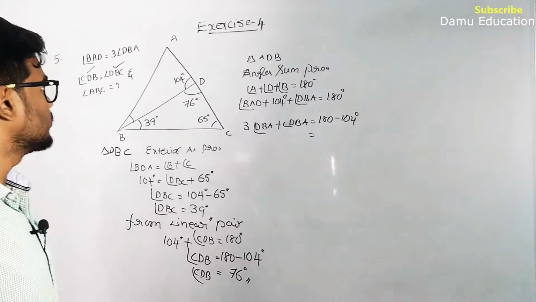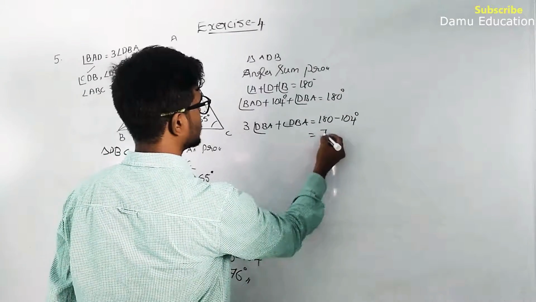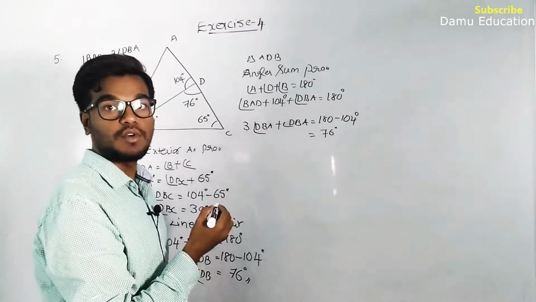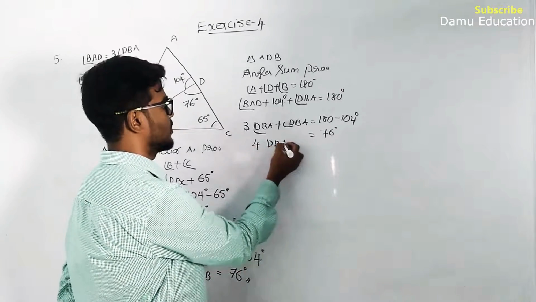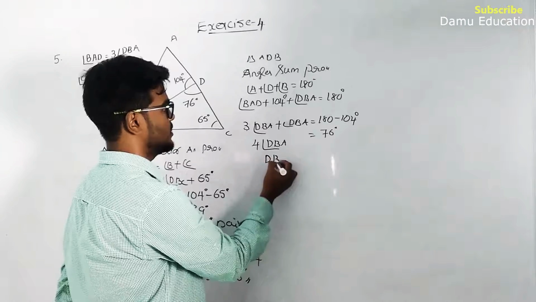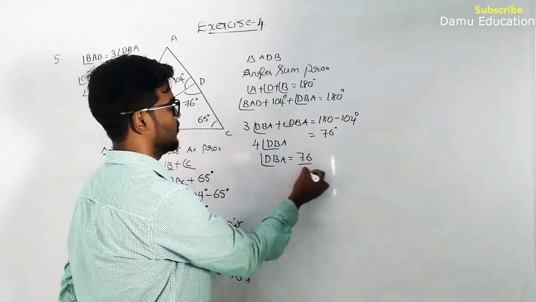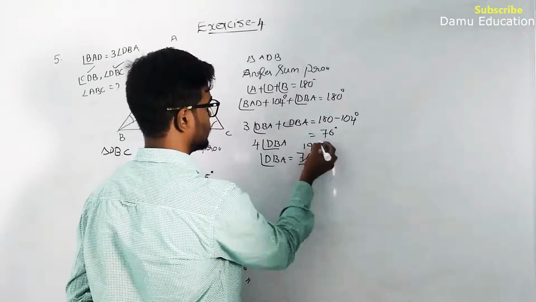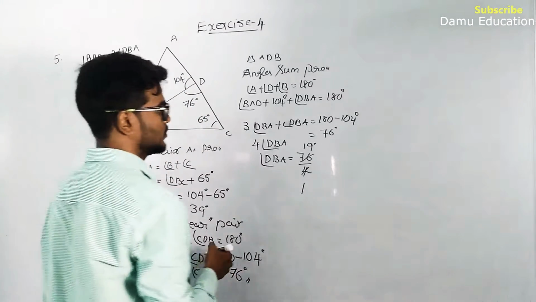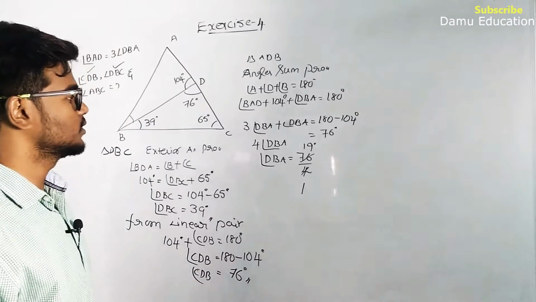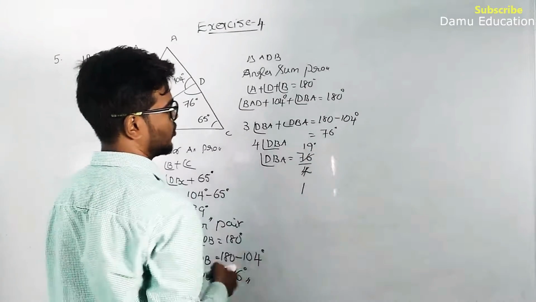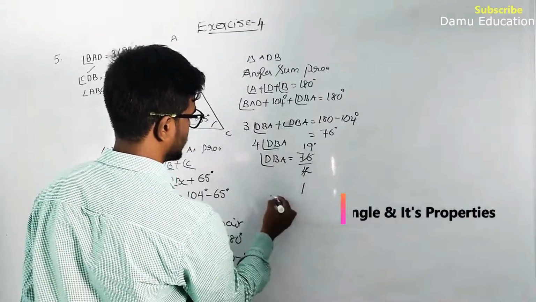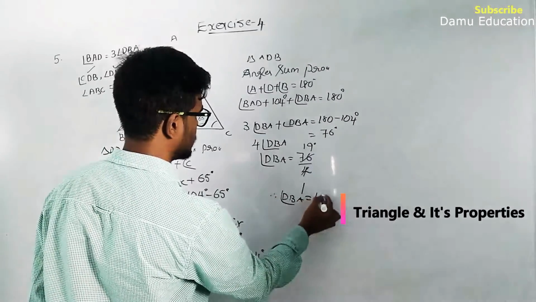So 4 DBA will be equal to 180 minus 104, which is 76 degrees. Three DBA and a single DBA make 4 DBA. Then angle DBA will be equal to 76 by 4. Therefore angle DBA will be equal to 19 degrees.